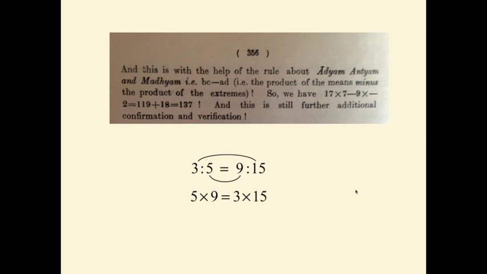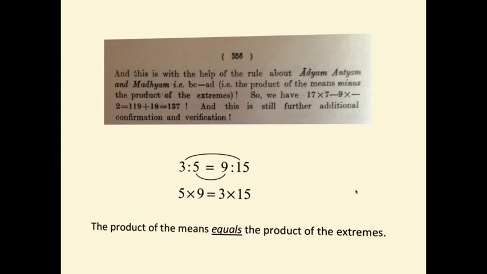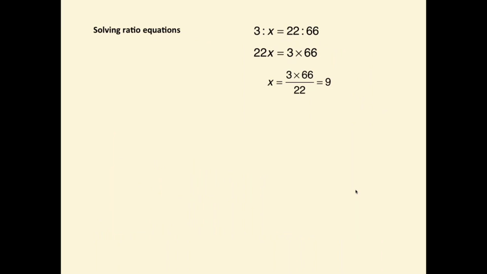Now, when you have a ratio, a proportion, like 3 is to 5 as 9 is to 15, you find that the product of the middle two numbers, 5 times 9, is the same as the product of the outer two numbers, 3 times 15. Both give 45. And from this, we can utilize this for solving ratio equations. So we've got this rule now, the product of the means equals the product of the extremes. And it turns out to be very useful. We can use it for solving ratio equations.